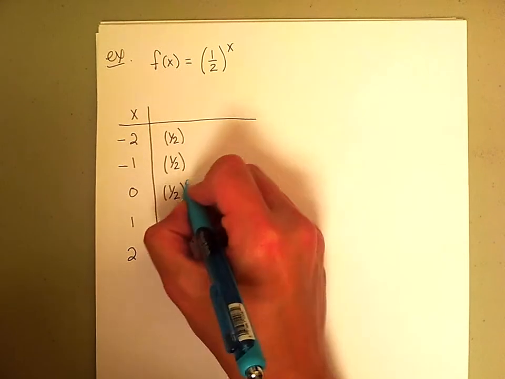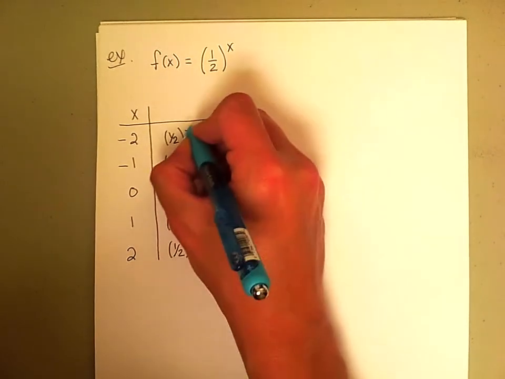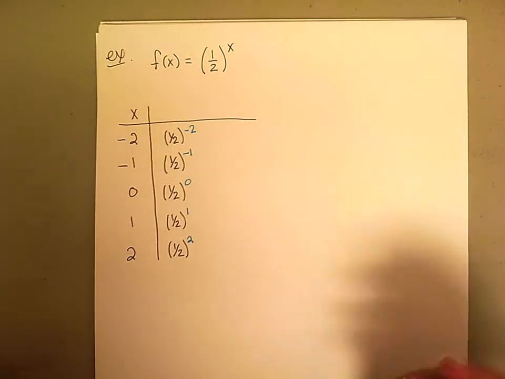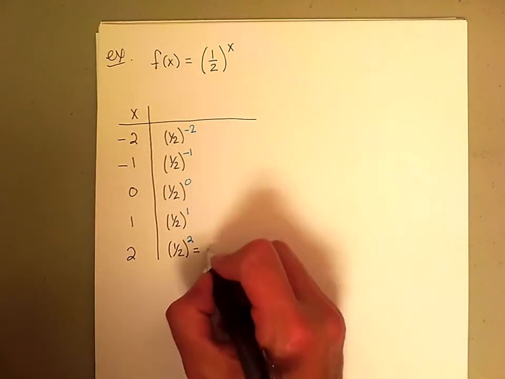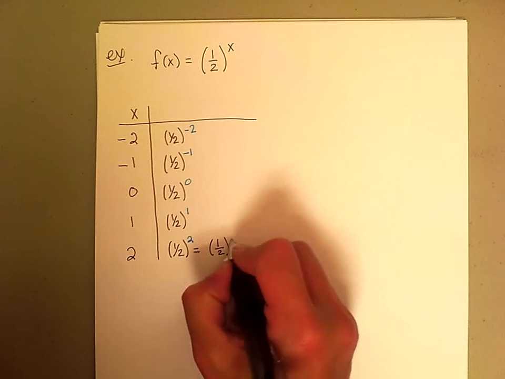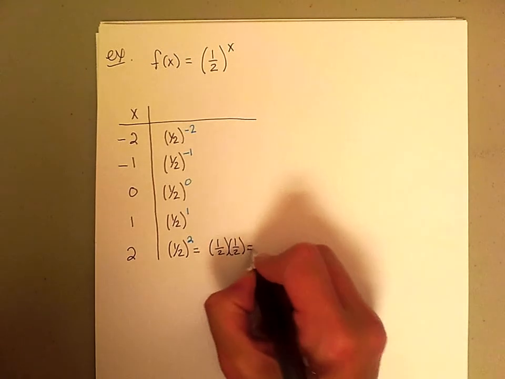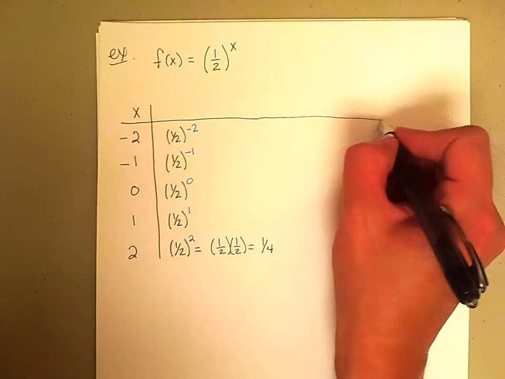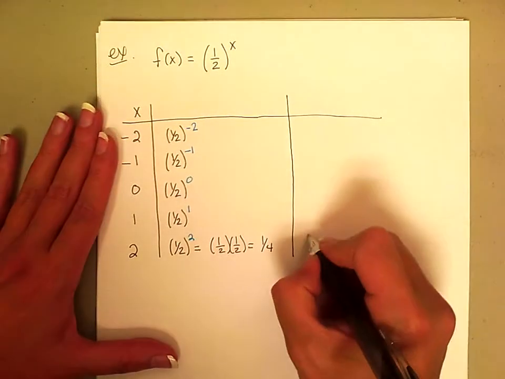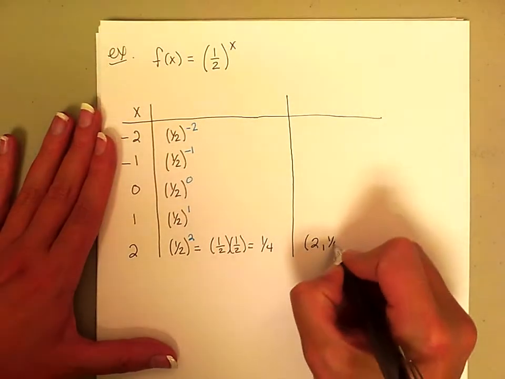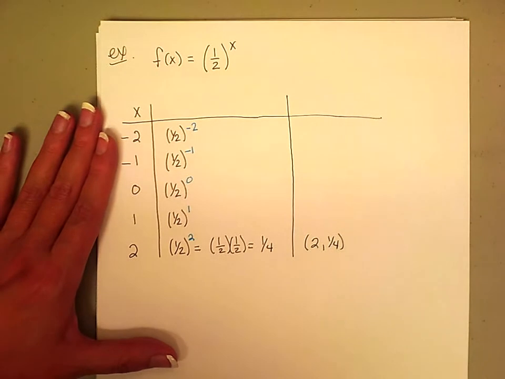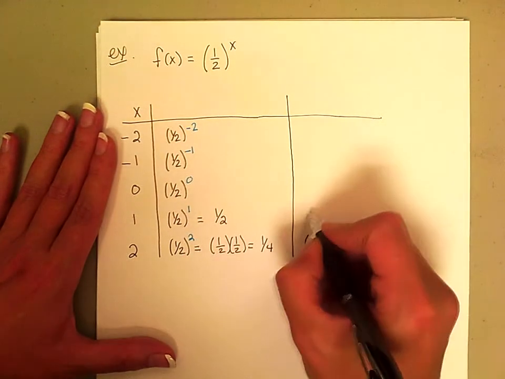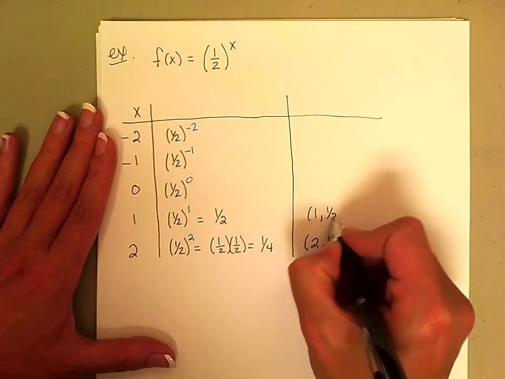1 half squared, 1, 0, negative 1, negative 2. So we know 1 half squared is 1 half times 1 half, which is 1/4. So that leads to the ordered pair 2, 1/4. 1 half to the first power is simply 1 half. So we have 1, 1 half.